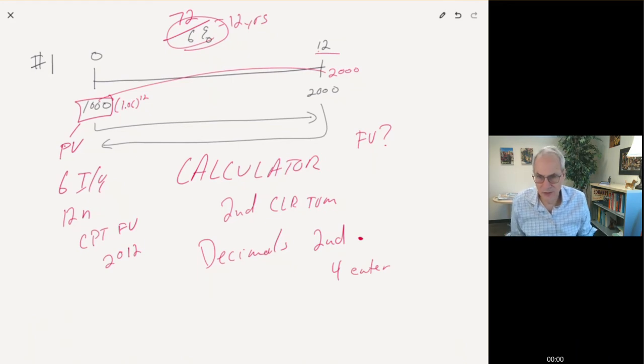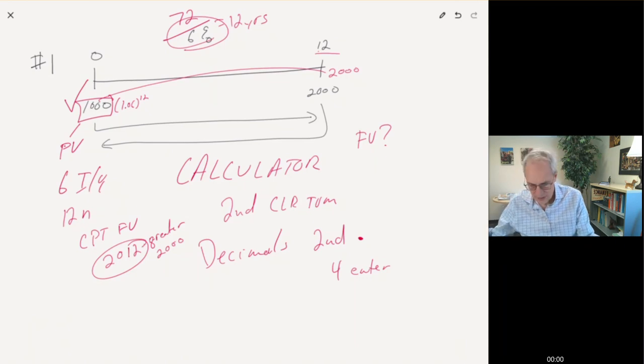Okay, so the answer would be 2012 is greater than 2,000. So the answer is the $1,000. And if you took the 2,000 back to today, you would get a number less than 1,000. You would get the same answer in essence. Okay? So that's number 1.